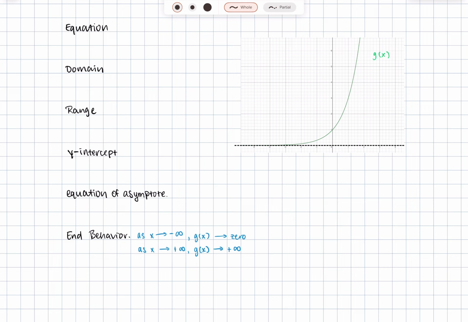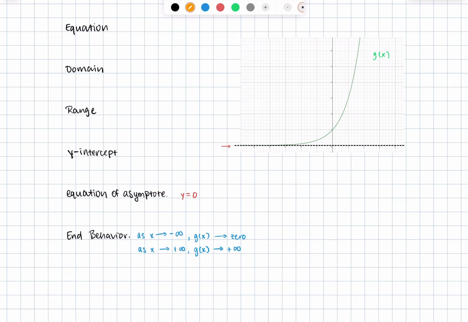Next, we're asked to define the equation of the asymptote. So we have our asymptote right over here, this dashed line, and it's at 0, particularly y equals 0. Because when we're asked to find the equation, we have to make sure we include the equal sign. That's very important.